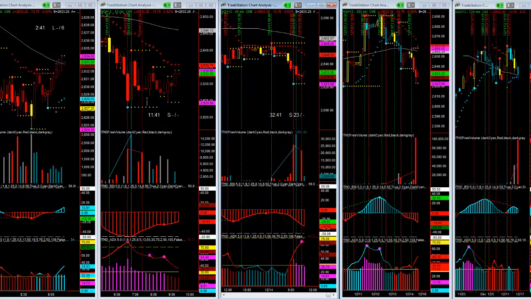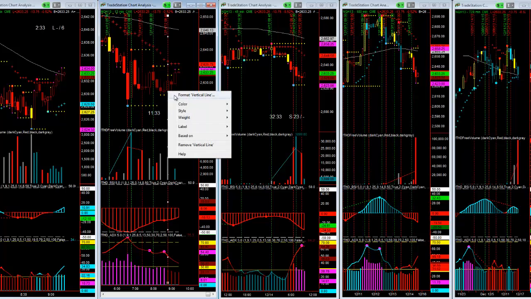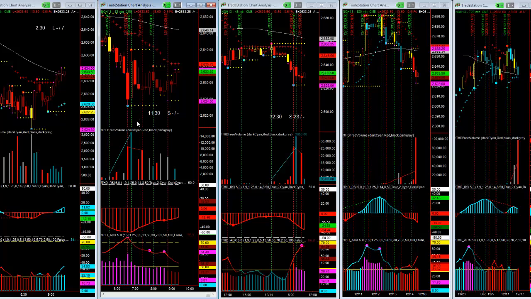So we come over here, we can see the price made a high. Price made a low. And again, we can see that the lows are, the sellers are starting to slow down.